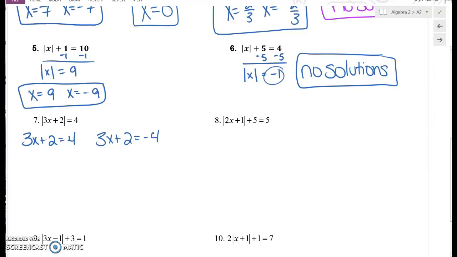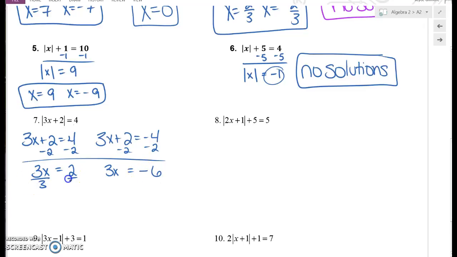Absolute value represents the distance from 0, and these things have to be 4 units from 0, so +4 and -4. As you solve this, you can actually do the same step on both equations straight across to save you time. That will give you 3x equals 2 and 3x equals -6. So x equals 2/3 and x equals -2.